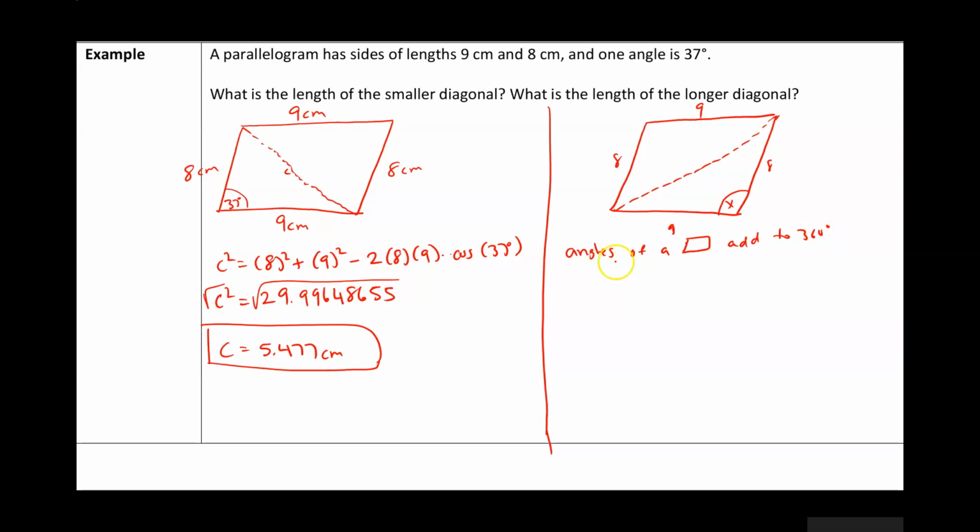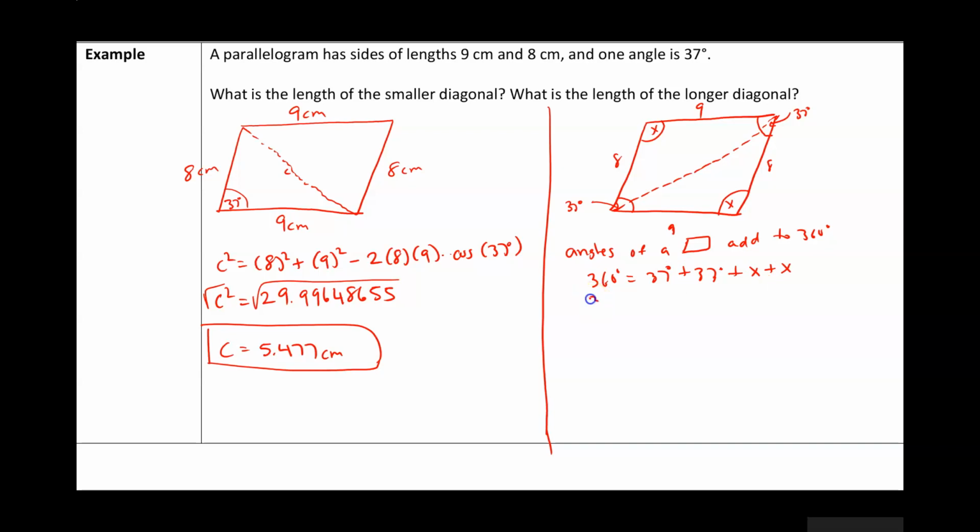Okay, so we know that the angles add up to 360. We know that this angle is 37 degrees, and this angle is 37 degrees. Now, if this is x, then this angle also has to be x. So what we can say is that 360 is equal to 37 degrees plus 37 degrees plus x plus x.